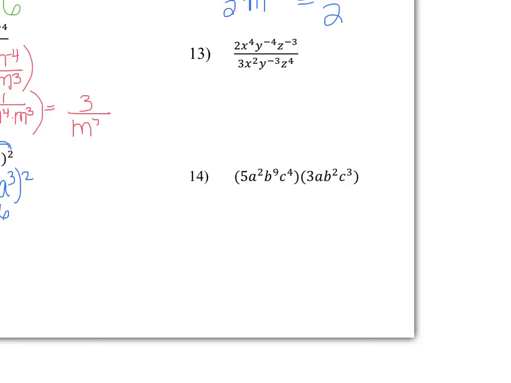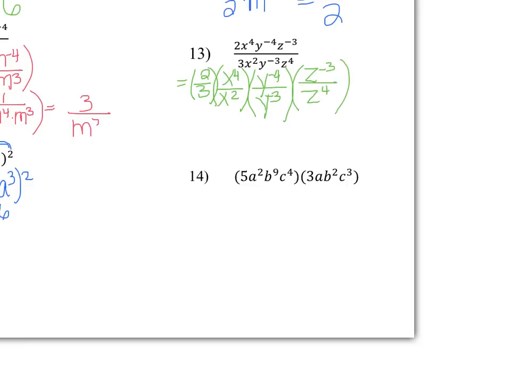For 13, I'm going to group my like terms together. So I'm going to have 2 divided by 3 grouped together, x to the 4th divided by x squared grouped together, y to the negative 4th divided by y to the negative 3rd grouped together, and z to the negative 3rd divided by z to the 4th grouped together.